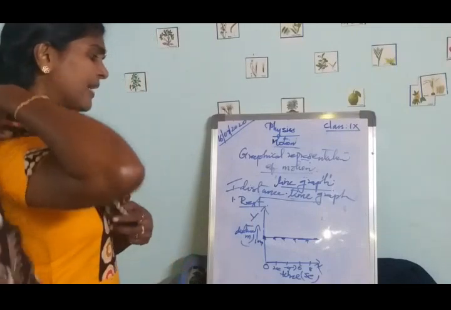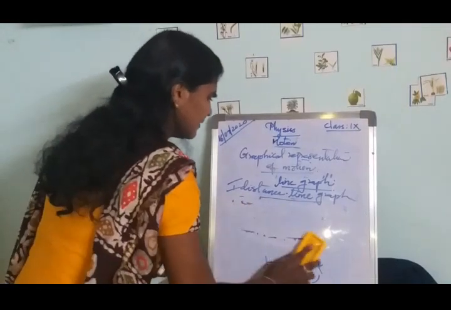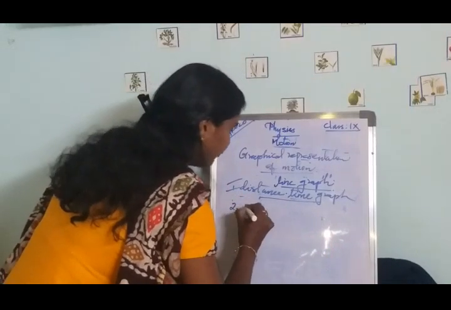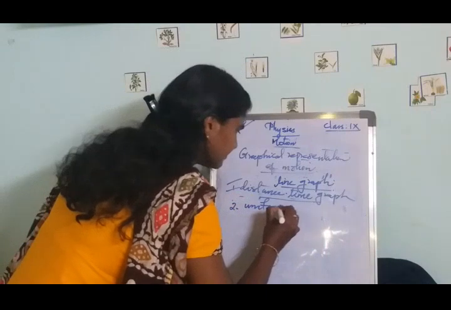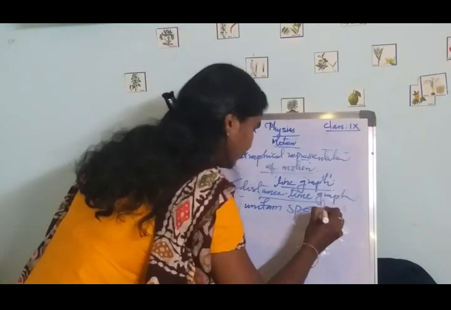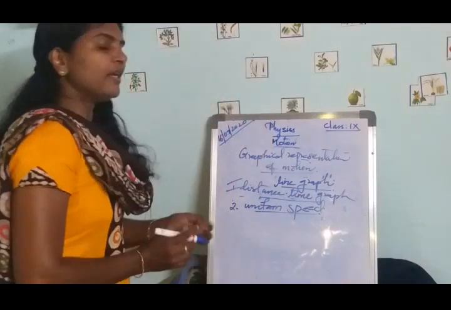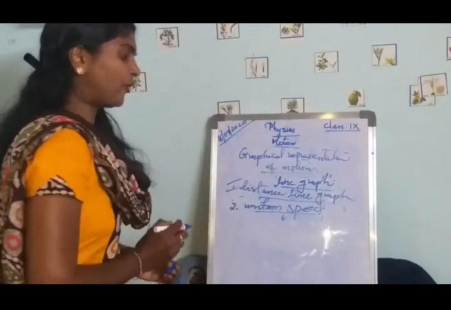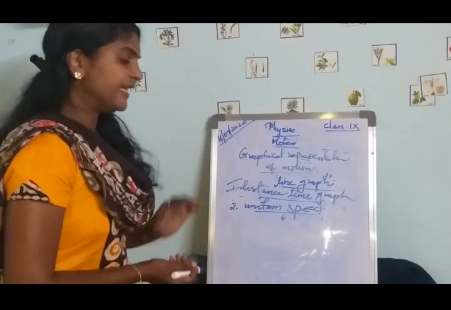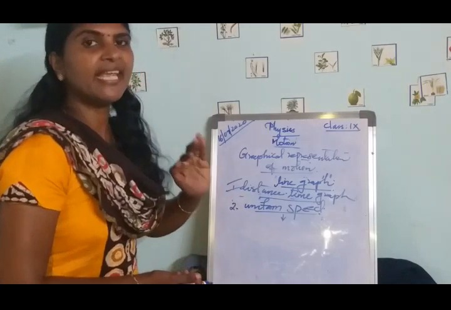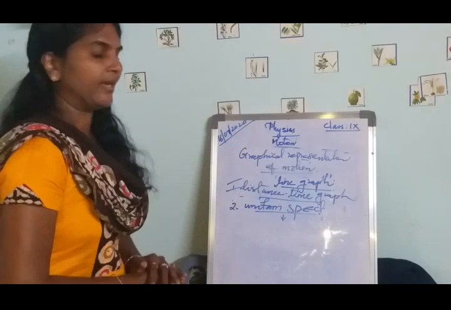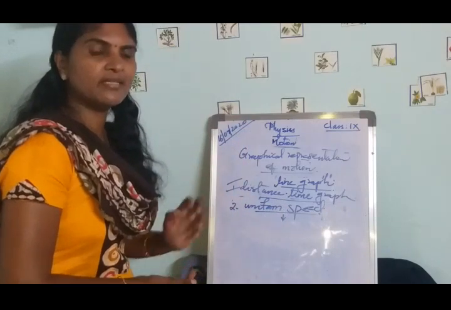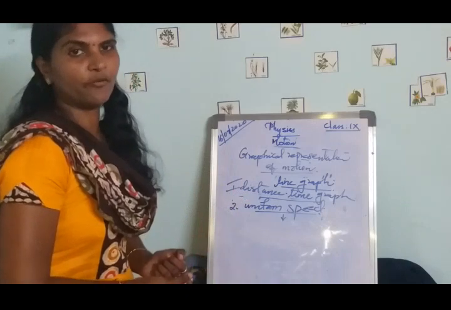And the second is the distance time graph for an object moving with a uniform speed. Do you know what is meant by uniform speed? When an object is in uniform speed, it covers equal distances in equal intervals of time.